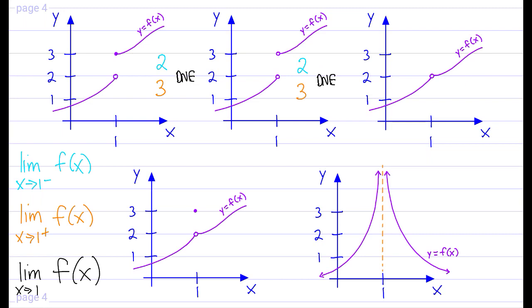How about this graph? Okay, left-hand limit. As x approaches 1 from the left, it looks like we're going to get 2. As x approaches 1 from the right, it looks like we're going to get 3. Sorry, just kidding. Also 2. So what does that mean for the full limit? These numbers agree, and they exist. So the full limit is, in fact, 2.